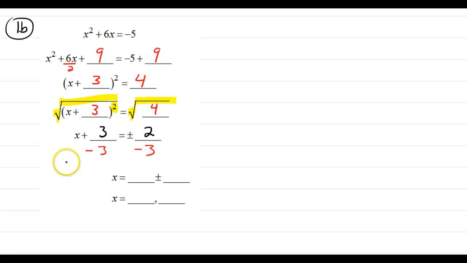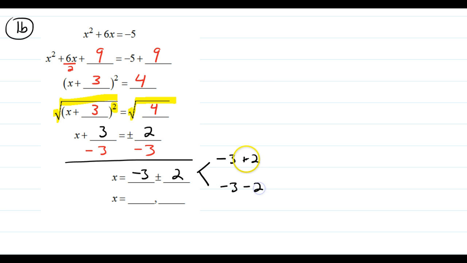And when I do that, I'm going to have negative 3 plus or minus 2. And so what you want to do is split this into two problems, negative 3 plus 2 and negative 3 minus 2. That's the plus or minus that you see here.